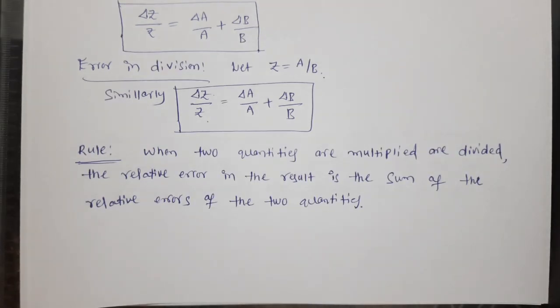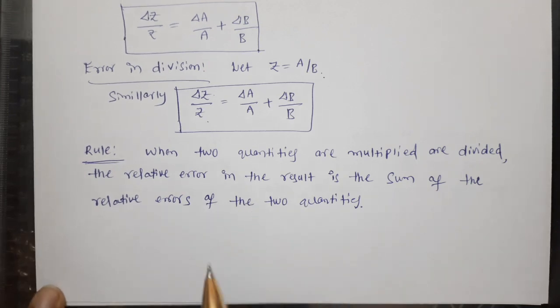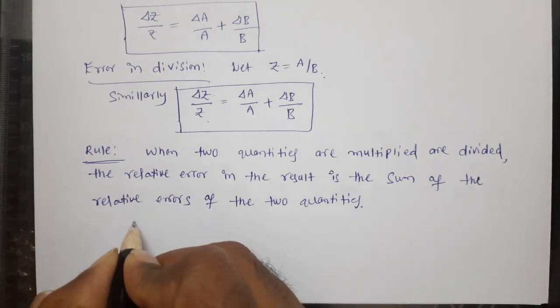When two quantities are multiplied or divided, the relative error in the result is the sum of the relative errors of the two quantities. This relation holds good not only for two quantities, it can be applied for any number of quantities. Let us take an example.